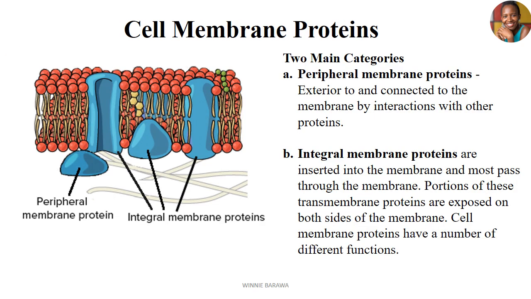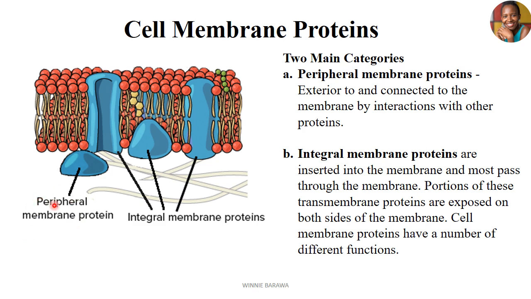And the other materials that you'll find on the cell membrane are the proteins. The proteins on the cell membrane have different functions and purposes, but they are categorized into two main types. We have peripheral membrane proteins, and then we have integral membrane proteins. The peripheral membrane proteins are said to be found exterior to the cell membrane. They are not mainly attached to the cell membrane. They're just exterior to it, but they are connected to the membrane while interacting with other proteins.